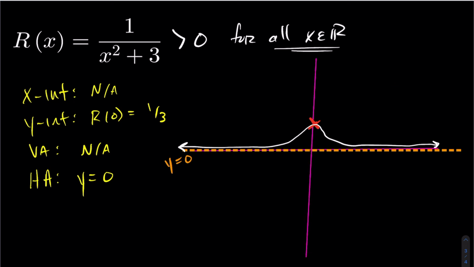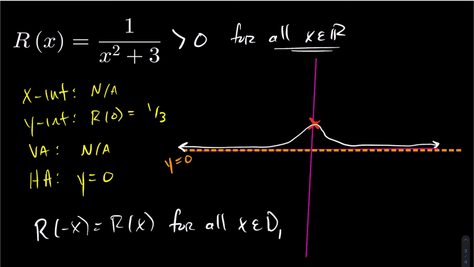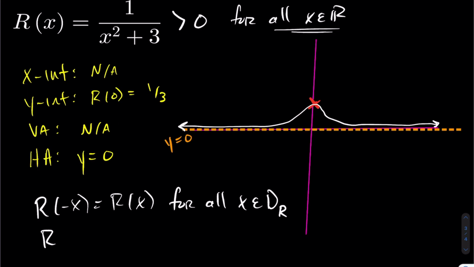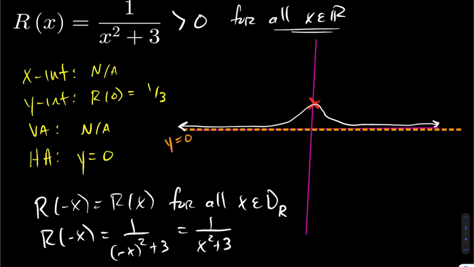And in case you don't see that, let me just show you quickly algebraically. An even function exists if r at negative x equals r at x for all x in the domain of, in this case, r. Well, you can see here r at negative x is going to equal 1 over negative x squared plus 3, which is 1 over x squared plus 3, which is r at x. So we have an even function here, and you can see that visually as well. It's symmetric about the y-axis, and this would represent an even function.